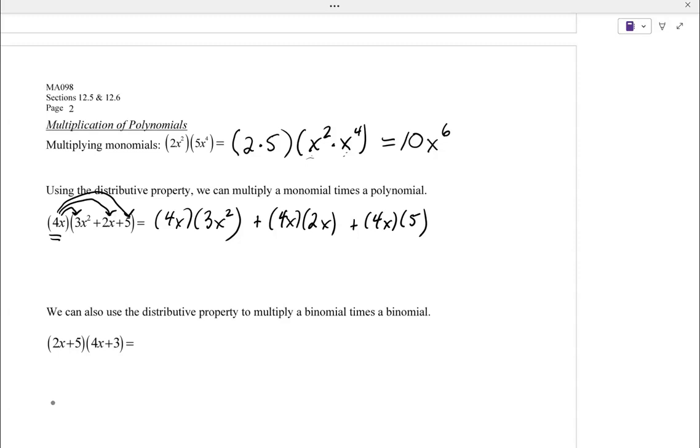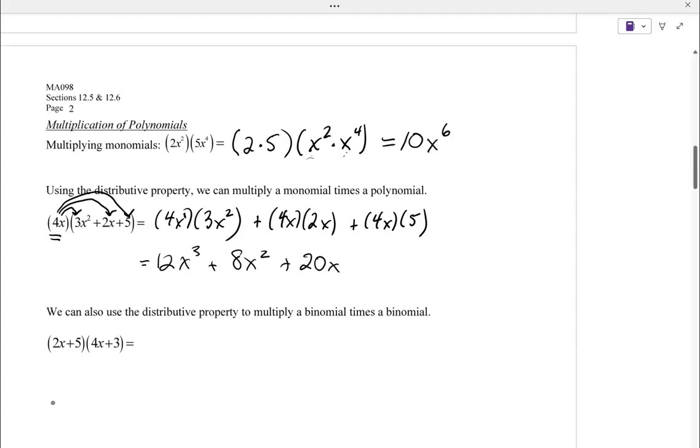Now that we've got it distributed, now we can multiply these together just like we did in the previous example. What do we do with the 4 and the 3? Multiply them and make it 12, right? And then what do we do with the exponents here? Add them. This is understood to be x to the first, so we get x to the third. Good. What do you get for the second one? 8x squared, and the last one will be 20x.